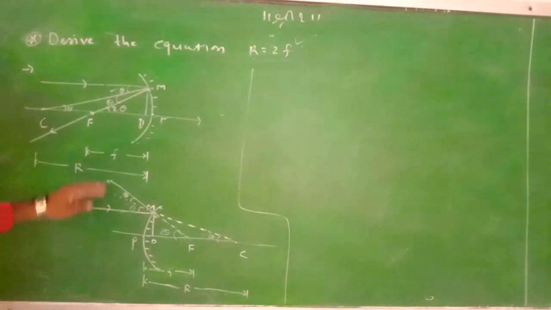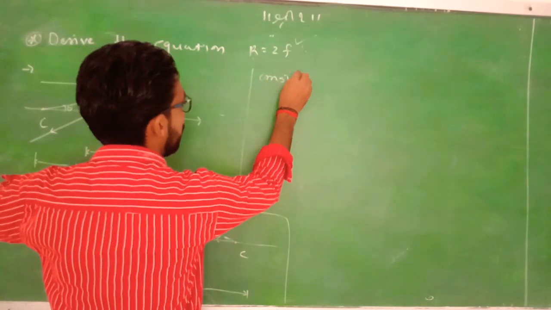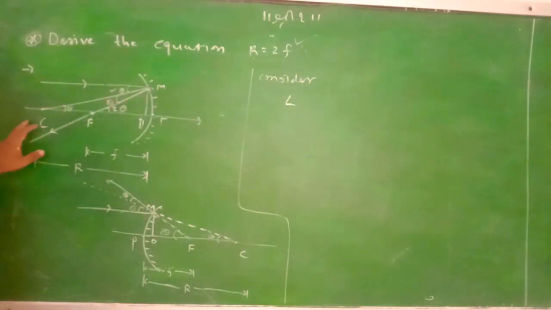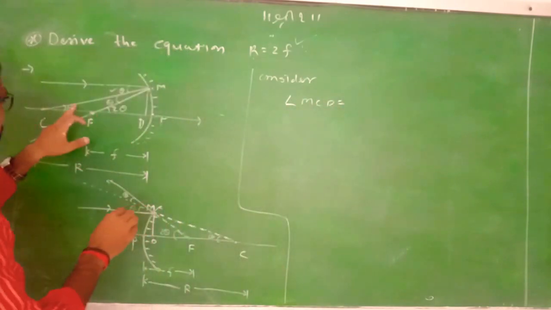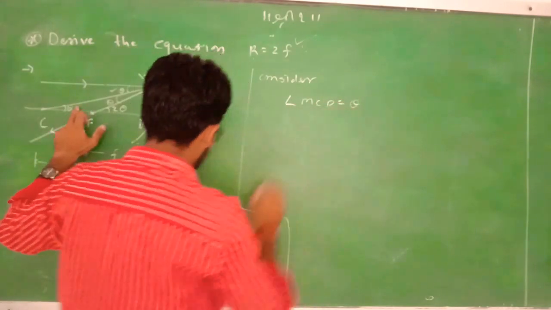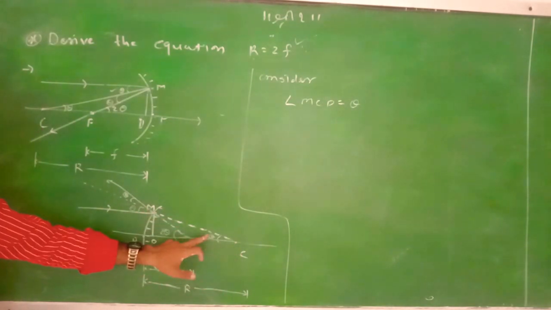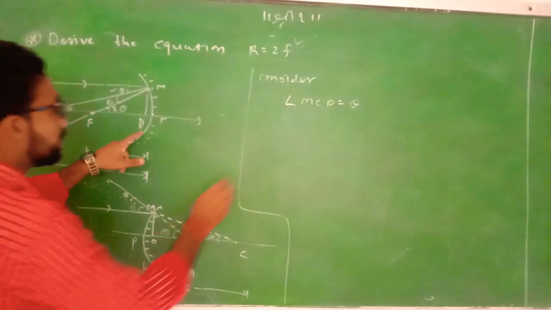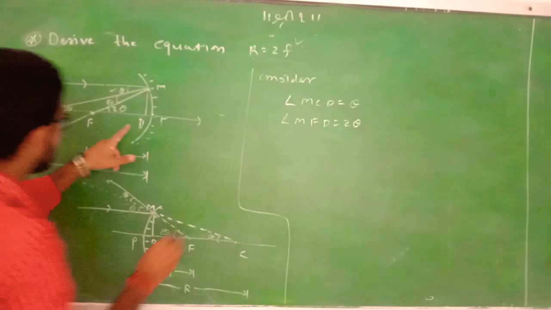For that you can see we consider 2 angles. Which angles? First, angle MCD, that is theta. Here also you can see MCD, that is theta. And the second one is MFD. MFD, that is 2 theta. You can see.